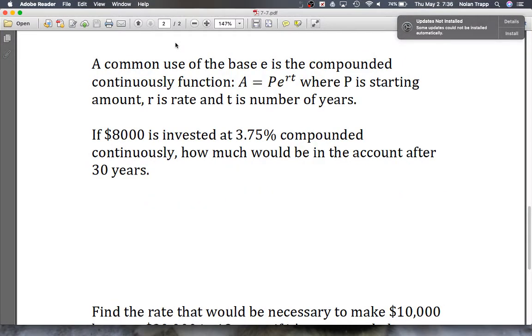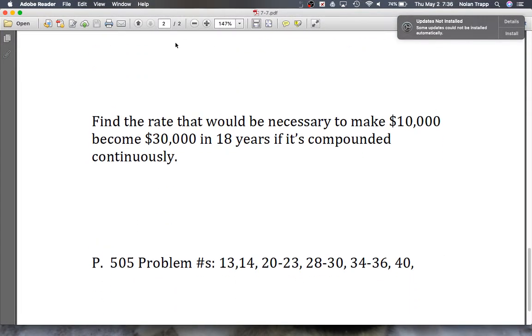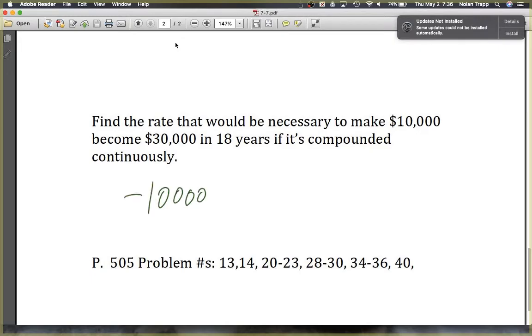Okay. Sometimes we'll ask a question like this. Find the rate necessary to make 10,000 become 30,000 in 18 years compounded continuously. So I do the same thing. Have your starting amount. We know it needs to equal that amount. We want to know the interest rate. And sometimes they do the opposite. They'll give you an interest rate and ask how many years. But it's the same process.